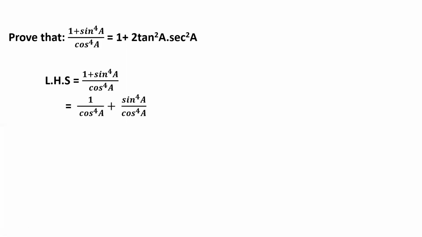Here I'm taking the LHS. Look at this problem here. Now here the denominator I can separate like this: 1 upon cos to the power 4A plus sine to the power 4A upon cos to the power 4A. And this is the same technique as we do like this: a plus b by c, we can simply do a by c plus b by c. Try to take the LCM, you'll be getting a plus b by c again. Now we are using the same technique here.